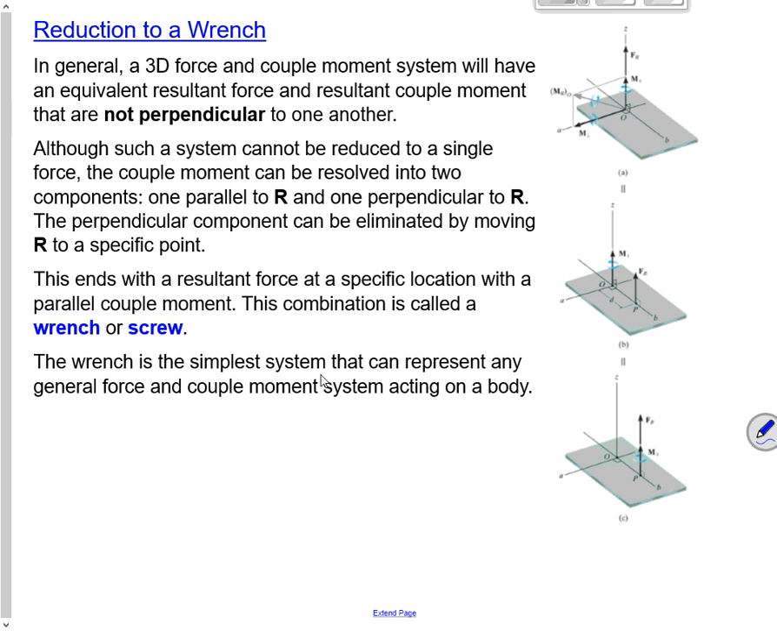And I can eliminate the perpendicular component by moving that force to some other location, and then the only thing I have left are a force and a moment that are parallel to each other. That's called a wrench or a screw, and that's the simplest general force and couple moment system I can have acting on an object.